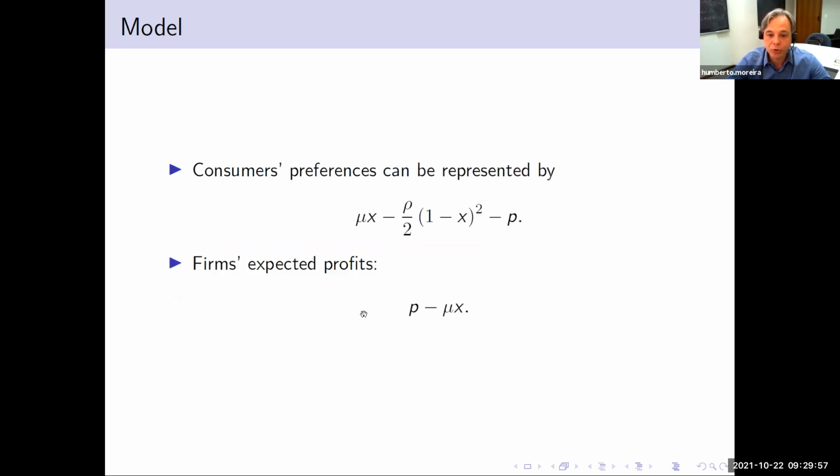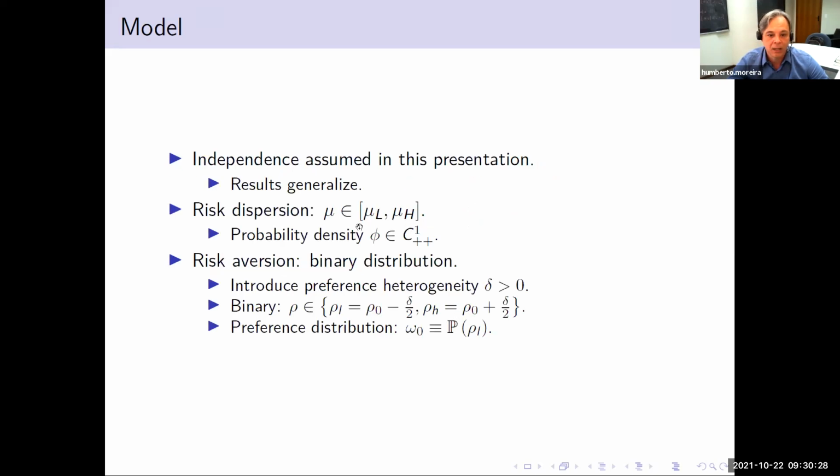Okay. Given the certainty equivalent derivation, you can represent the consumer preference in a quadratic way. It's going to be mu times x minus the cost of not being covered, 1 minus x, which is quadratic and proportional to risk aversion, minus the price you paid for the coverage. The firm's expected profit is the price received from the consumers minus the expected cost, which is mu times the coverage amount. So for the presentation, we're going to assume independence between risk and risk aversion, but we can generalize, as is done in the paper for the correlation case.